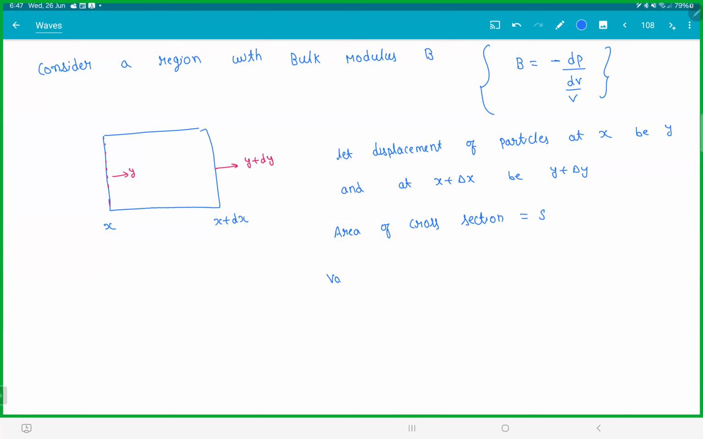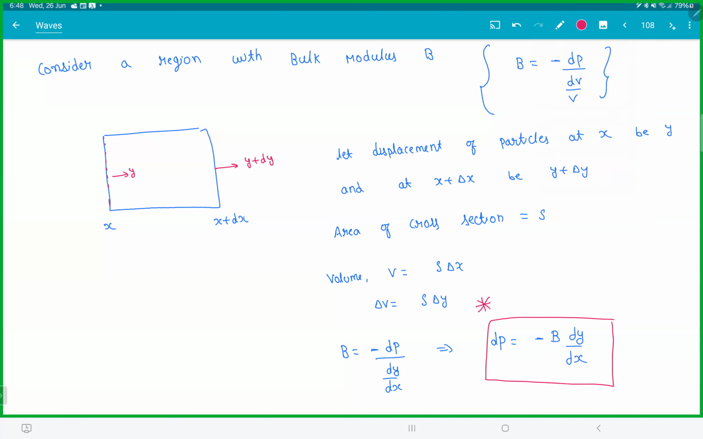Now, if you look at the volume, volume V will be S into delta x. Change in volume, delta V, will be S into delta y. Agreed? Because this thing is moving y and this thing is moving y plus delta y. So the change will be final minus initial, that will be S delta y. If I substitute there, we end up with bulk modulus equal to minus dP by (dy by dx). This is the relation between pressure and the displacement, where y and x give an equation in displacement and this is the pressure. Quite a useful equation, right?